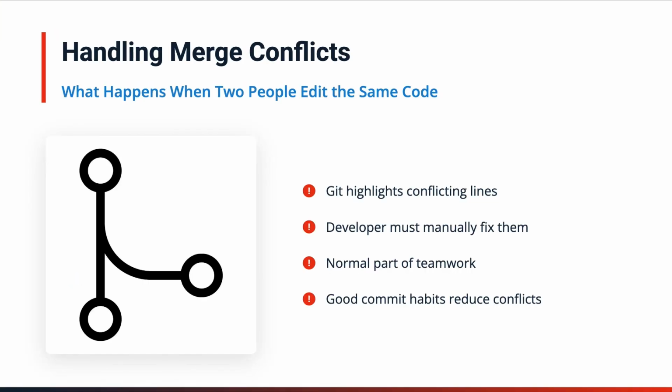Merge conflicts sound scary at first, but don't worry, they are completely normal. A conflict just means two people edited the same part of the file. Git does not know whose version to keep, so it asks you to fix it manually. You will see both versions in your editor. You choose the correct part, save it, and commit it again. Conflicts teach you a lot about teamwork and clean coding practices. With practice, they become very easy to resolve.